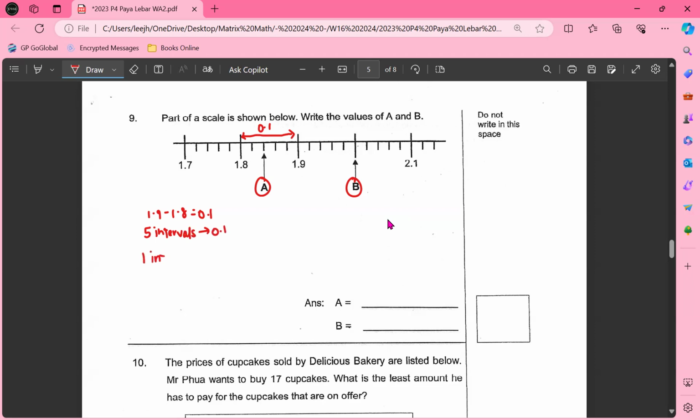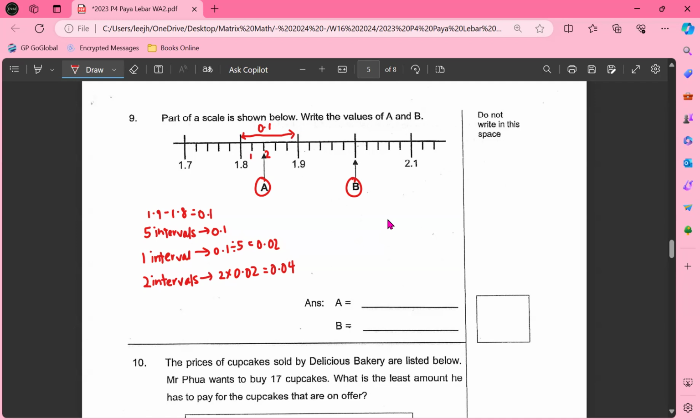Look for one interval. So you take 0.1 divided by 5. When you work it out, it's actually a 0.02 reading. One reading is 0.02. So over here, from 1.8, there's one interval and two intervals. So we look for the measurement of two intervals. We take 2 times 0.02, which gives us 0.04. So this second marking is a reading of 0.04 after 1.8.